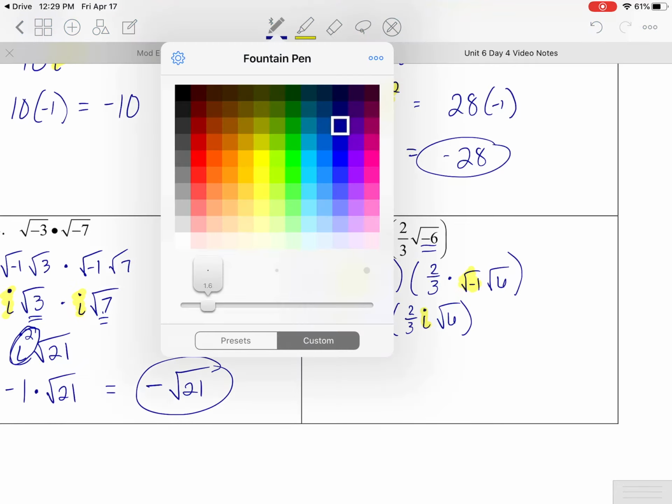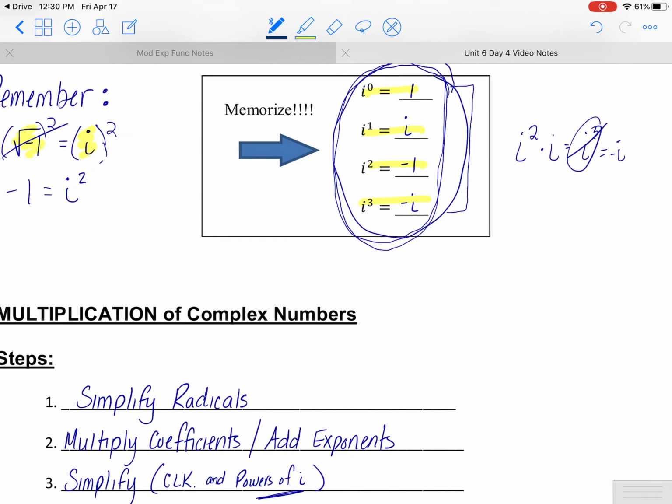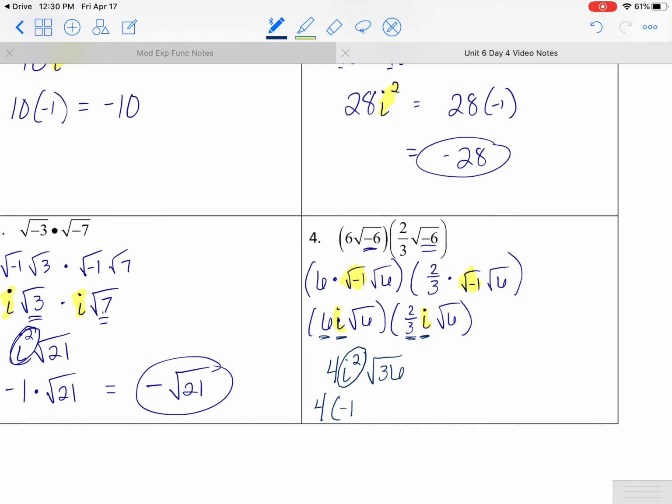All right, if I multiply my coefficients, that means I'm going to multiply my 6 and my 2/3. So 6 times 2/3 gets me 4. i times i gets me i squared. And then the square root of 6 times the square root of 6 is the square root of 36. Now if I look to simplify this, I'm going to keep the 4. Like we said, i squared is -1. The square root of 36, well, I know that is a nice number.